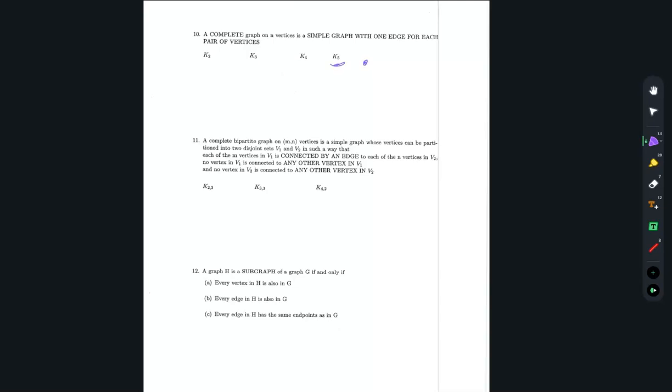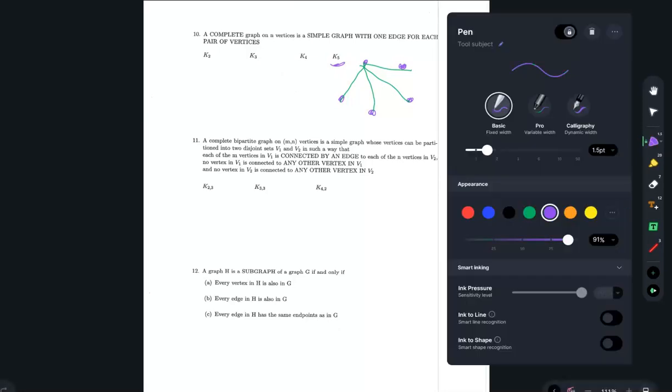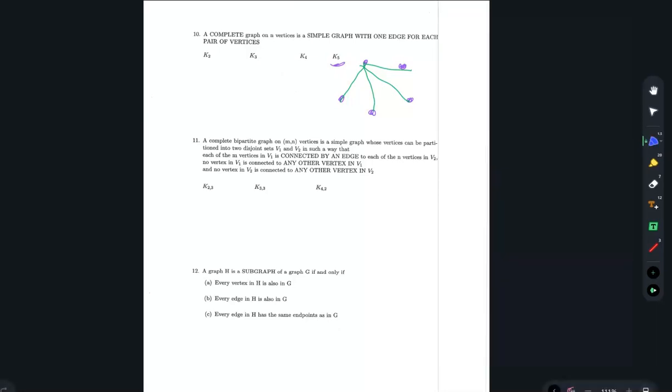So K5 means we're going to have 5 vertices, and each vertex is going to have an edge that goes to every other vertex. So this one will look like that. I'm just going to continue on with different colors because it gets kind of hard to read.